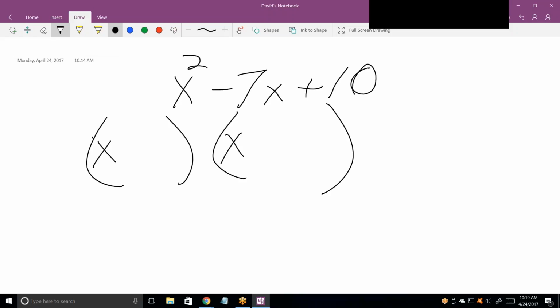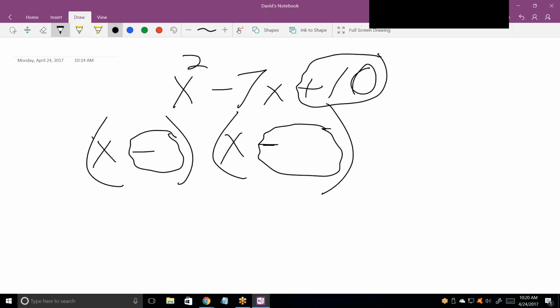Step 2, figure out both signs. What are both signs? One's negative and one's positive. No, they're both negative. Remember, what you're doing here is foiling in reverse. Do you know what I mean by foiling? Yeah. First, inner, outer, last. Right. Well, the last is multiplying that number by that number and producing that number.